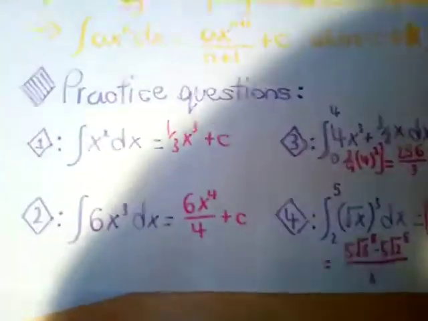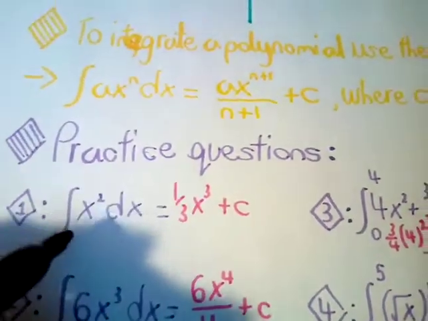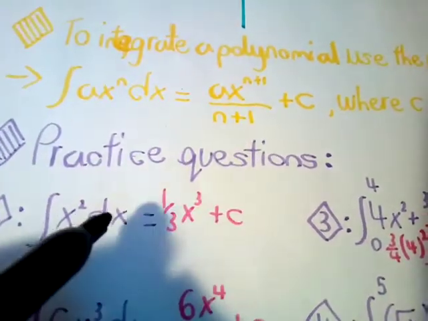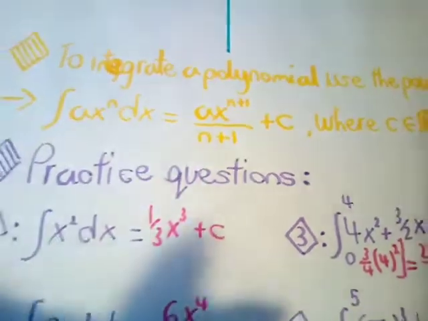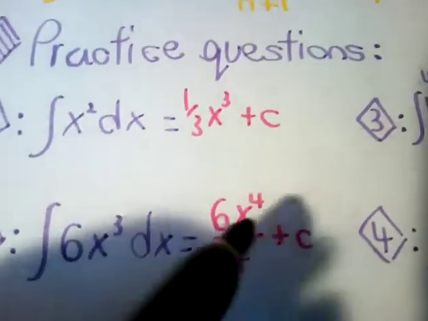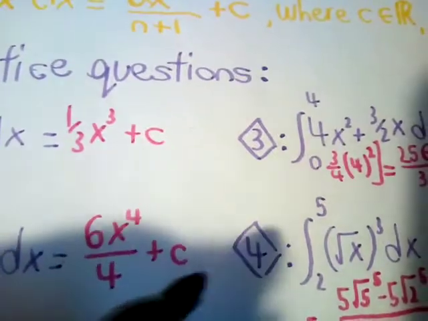So I've got some practice questions a bit below. We're not going to be going through them now. I'm just going to show you the answer and how we got it. So of course, the integral of x squared: we've added 1 to the power to get it to the third power, and we've divided by the new power, so basically times by a third. Don't forget the plus c, of course. In example 2, we've kept the constant there, 6. We've added 1 to the power and divided by the new one. We've got 6x to the 4 over 4 plus c.